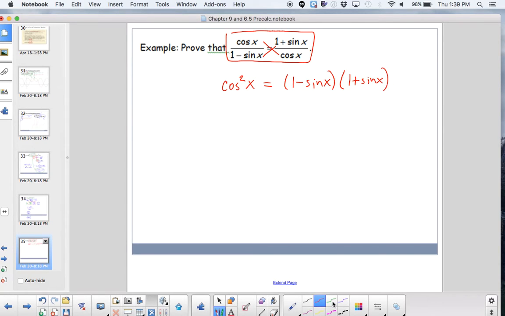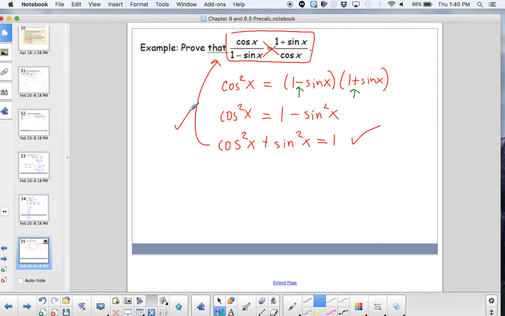Okay, and at this point I realize I have a minus and a plus. Otherwise they're exactly the same, which means I have a difference of two squares. And when I multiply out a difference of two squares, I would end up with 1 minus sine squared x. Okay, and that's cosine squared x. And this, if I just alter it slightly, then I would have, by adding sine squared x to both sides, cosine squared x plus sine squared x equals 1. Then I realize I have the Pythagorean identity, which means that yes, this works out. Check.